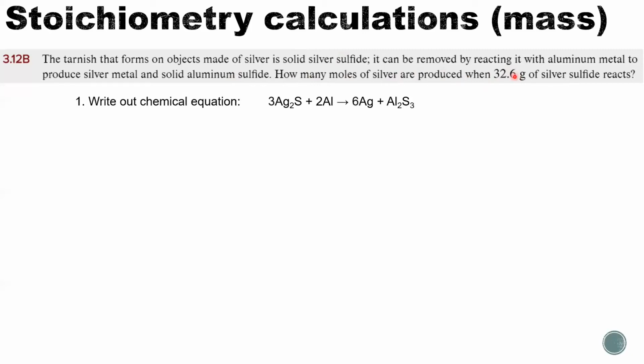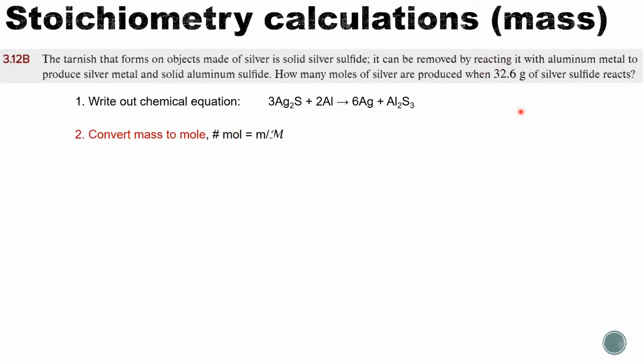And first, we need to write out the chemical equation. Here it goes. Silver sulfide reacting with aluminum to produce silver and aluminum sulfide. Okay, now, if we want to establish the proportion from the chemical equation using the coefficient, the coefficient only refers to quantity. Now it has mass. What are we going to do? We can convert this mass into moles, and then we can do the proportion based on quantities.